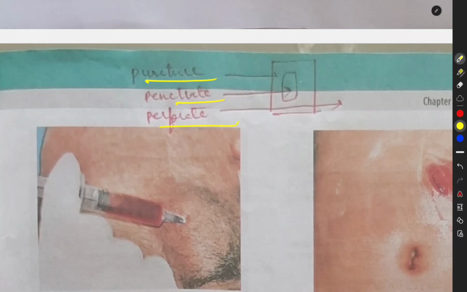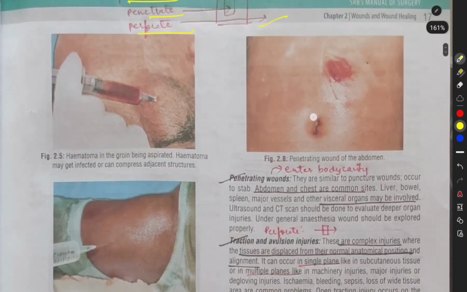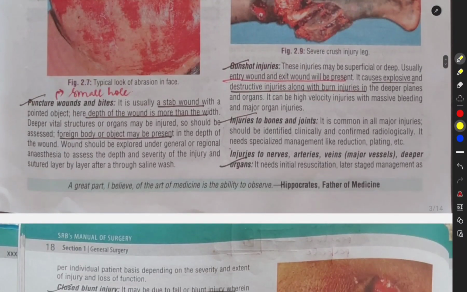Penetrating wounds enter the body cavity, and then the perforating wound will exit through from outside the body. So puncture, penetrating and perforating wounds. So puncture wounds are just a small hole and they usually look like bites. It is usually a stab wound. Here the depth of the wound is more than that of the width. Foreign body or objects may be seen in such wounds.